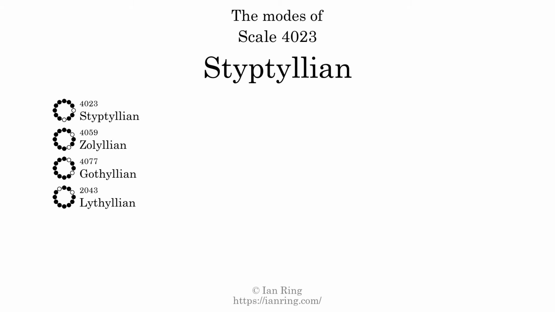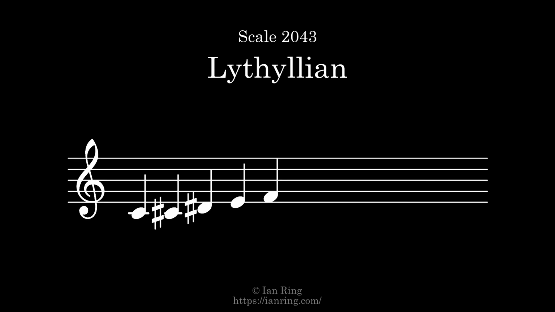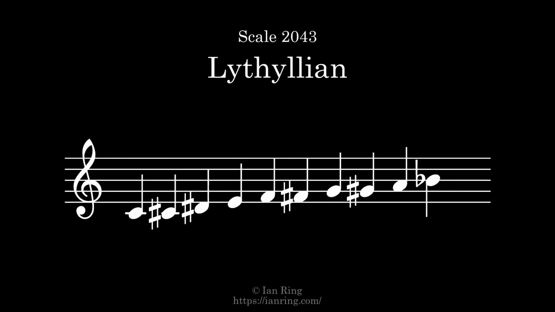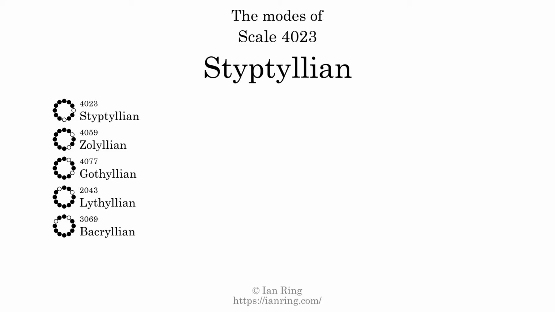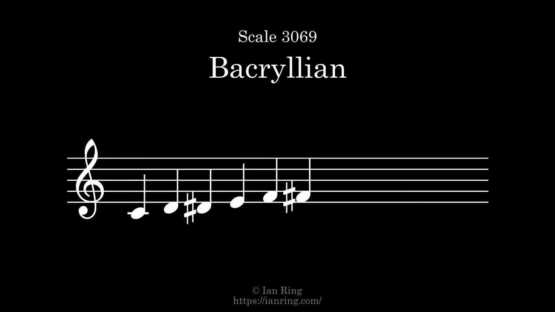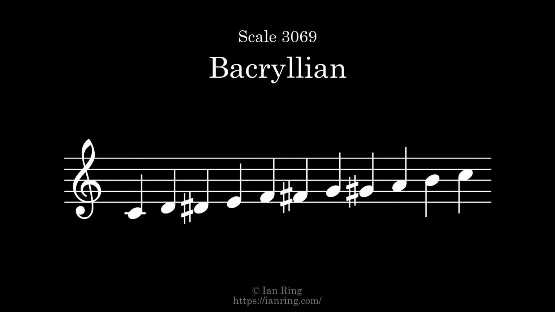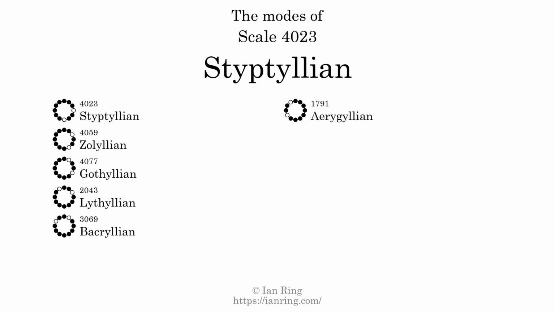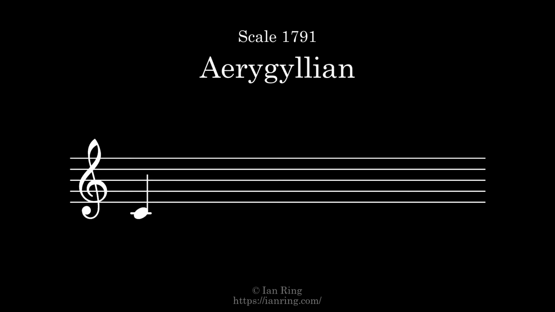The fourth mode is scale 2043, also known as Styptyllian. It sounds like this. The fifth mode is scale 3069, also known as Becquerelian. It sounds like this. The sixth mode is scale 1791, also known as Heteromorphisms. It sounds like this.